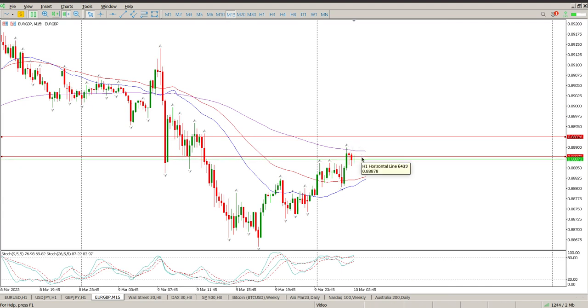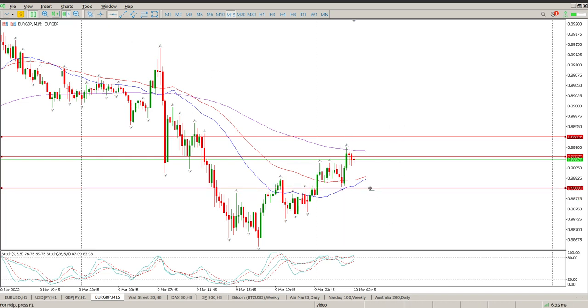That is 0.88878 and 0.88926. You see price action here. Wait for the price action. Get your trade below the price action and you'll stop above it and you're looking for a move down.